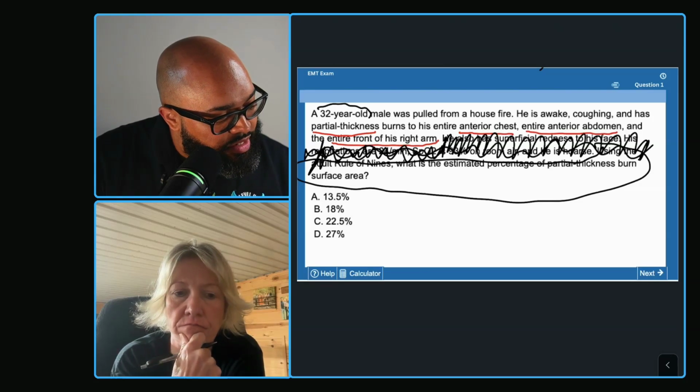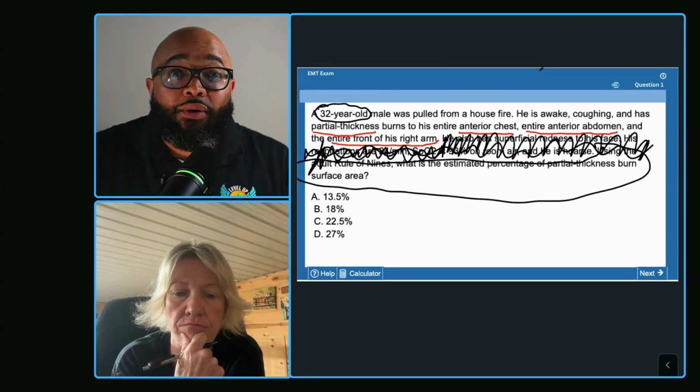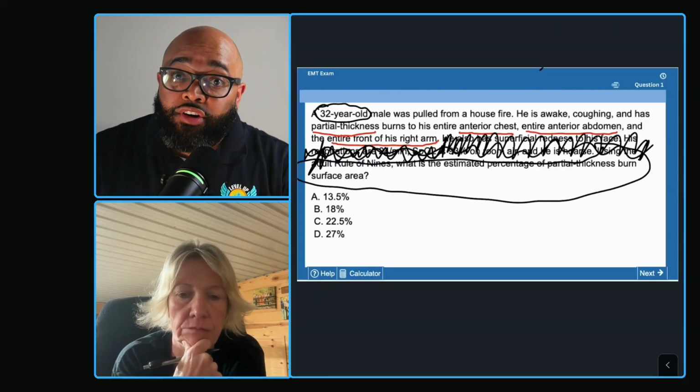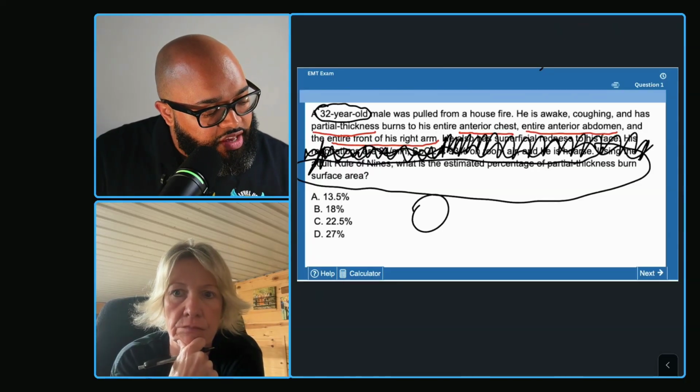Adult. All right, this is a 32-year-old, so it's an adult. Why do I need to know that? Because the rule of 9s is different when you're talking about adult versus pediatric patients. So let's go over the adult rule of 9s.